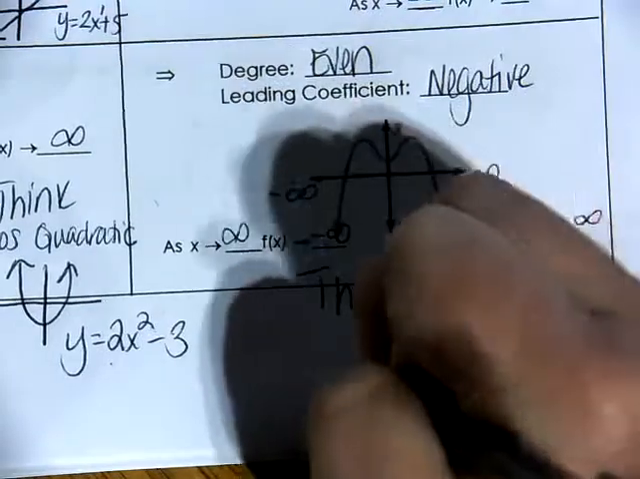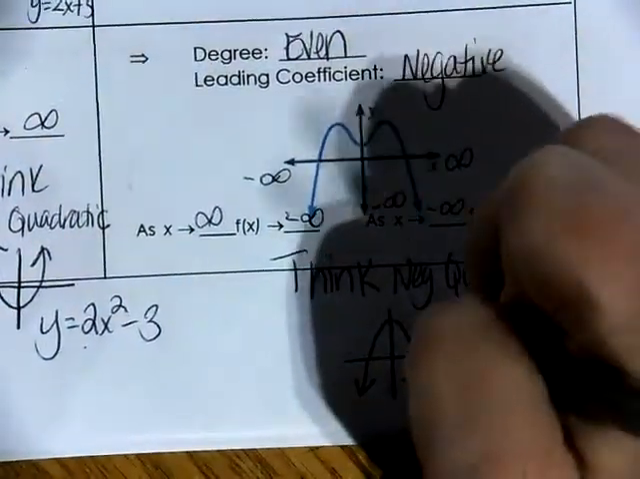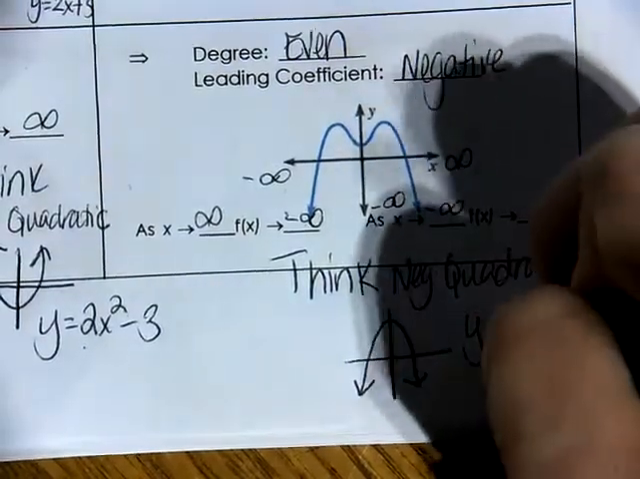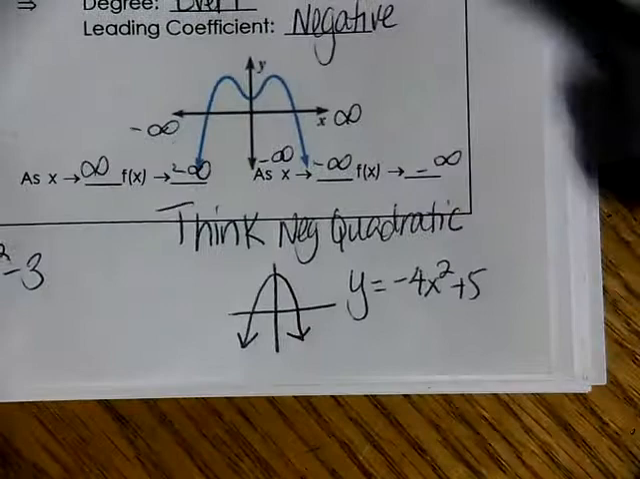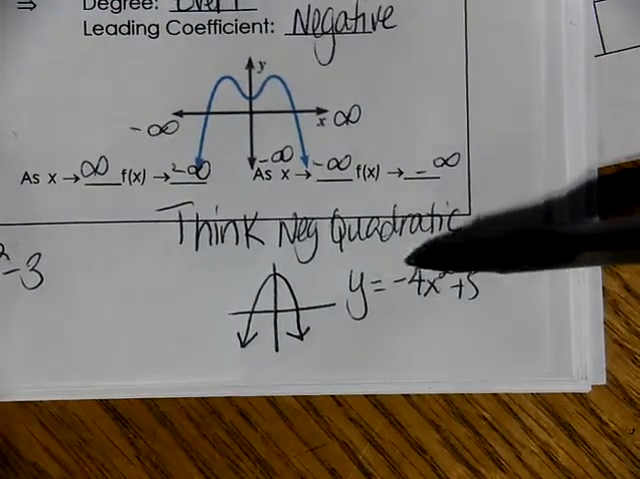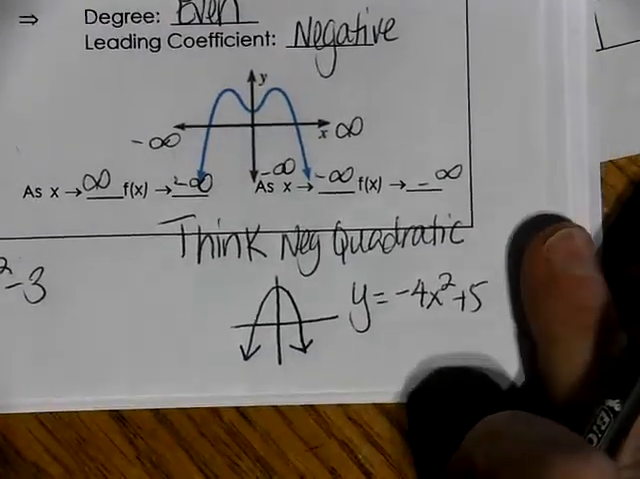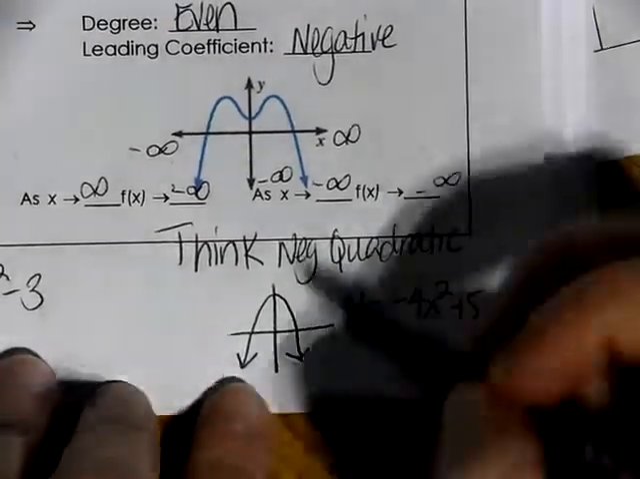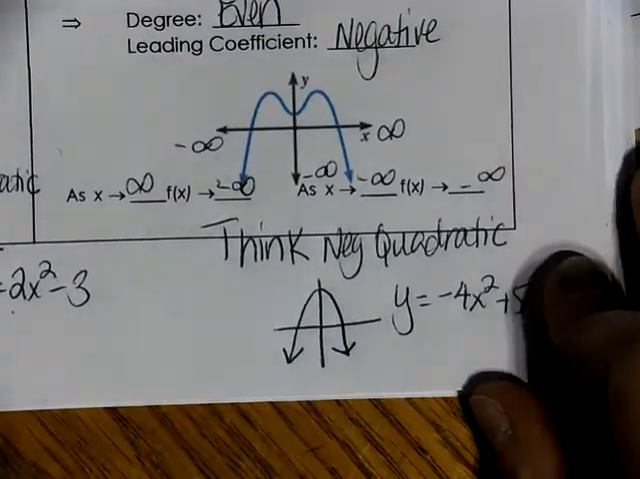A negative quadratic would be where we have our arrows pointing down, and this would be something like y is equal to negative 4x squared plus 5. Our degree is even, and our leading coefficient is negative. So if you can imagine what that would look like, draw a quick sketch and then put in all of your infinity symbols to write out your end behavior.